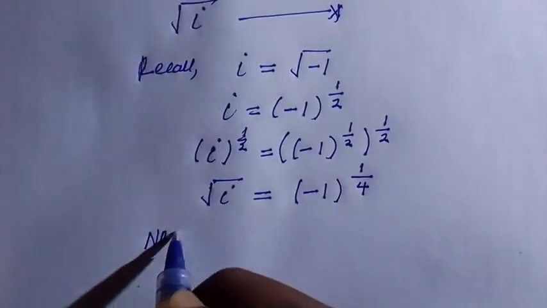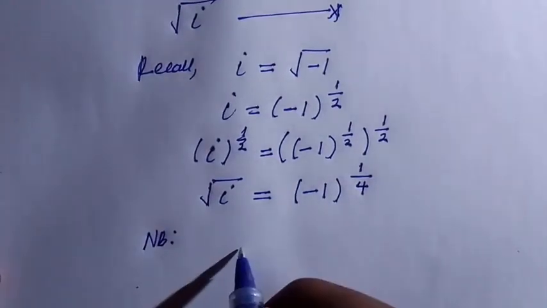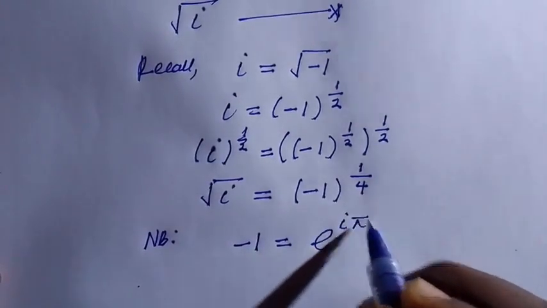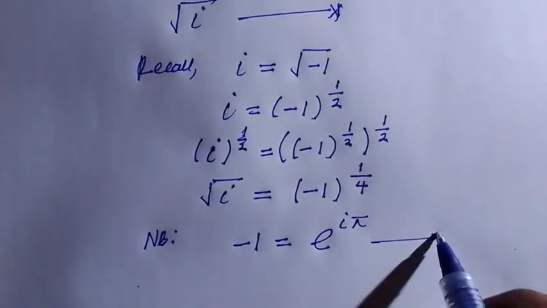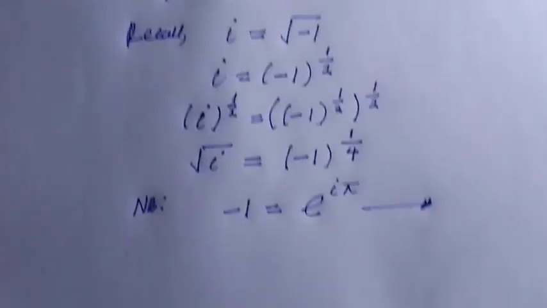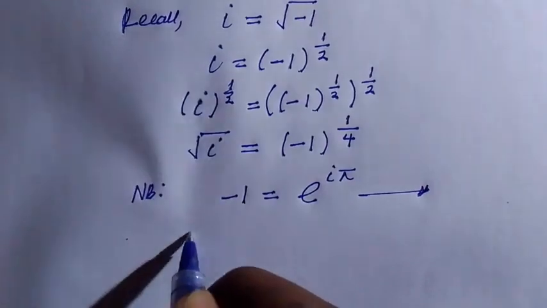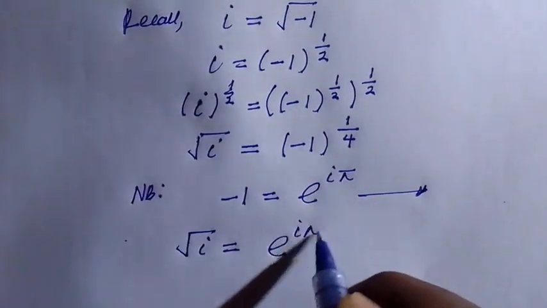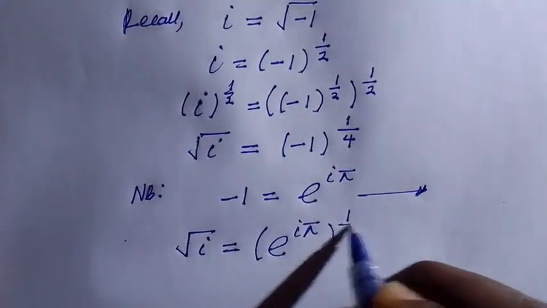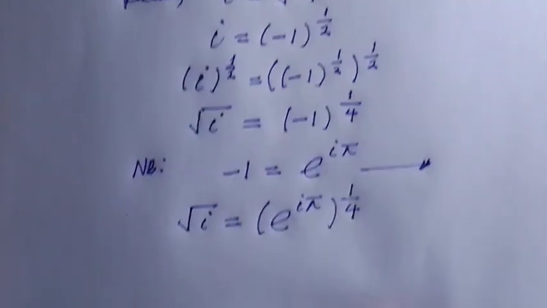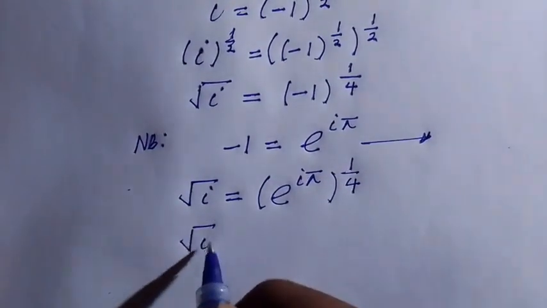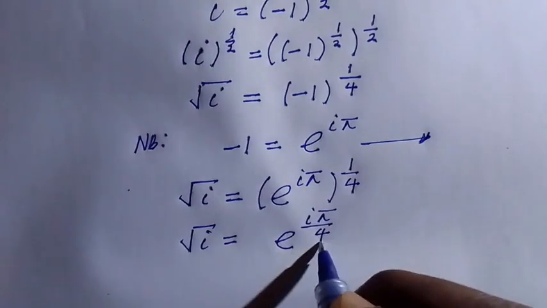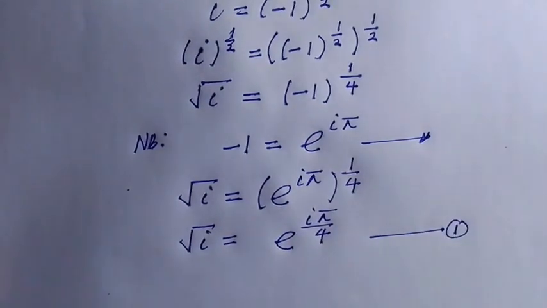We have to note that in a complex space, anytime we have minus 1, this is equivalent to e to the power of i pi. So we replace this minus 1 with e to the power of i pi, so the square root of i is given as e to the power of i pi raised to the power of 1 divided by 4. Then the whole of this is equivalent to root i, which is e to the power of i pi divided by 4. We consider this as the first one that we need.